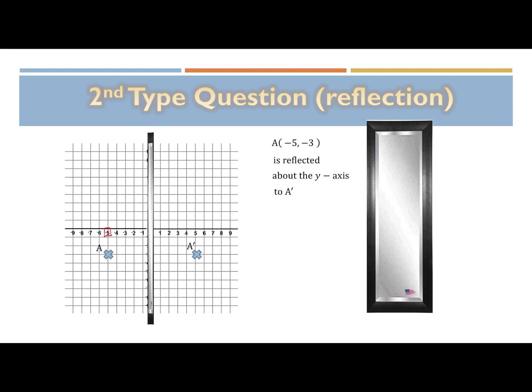Originally the left-right position is negative 5. Now it becomes positive 5 here, while the height is unchanged, because our mirror is vertical. Therefore, we write down the new position. From negative 5 it is shifted to positive 5. And then the height, negative 3, still remains the same. It's still negative 3. That's how we reflect it.